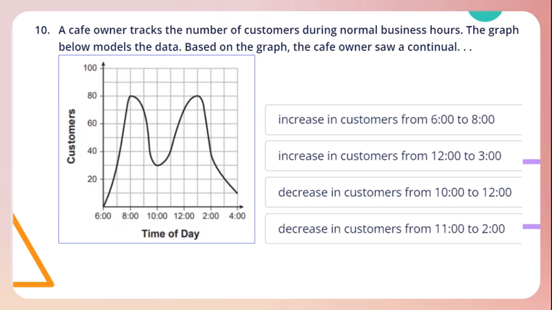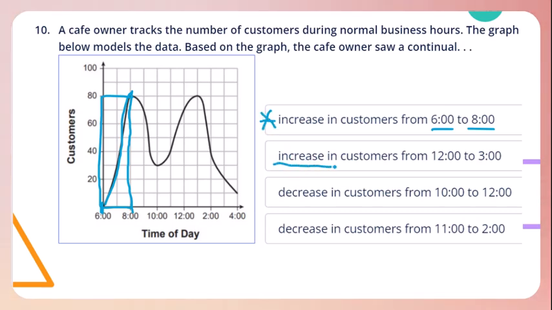All right, question number 10. We have a graph. A cafe owner tracks the number of customers during normal business hours. The graph below models the data. Based on the graph, the cafe owner saw a continual, now let's check these out. Is there a continual increase? Does the graph go up between 6 to 8? Let's find that domain, 6 to 8. All right, it looks like in between 6 and 8, I'm just going to draw a rectangle around that. The graph is increasing continually. It's going up. So I think we found our answer here, but let's check the other answers.